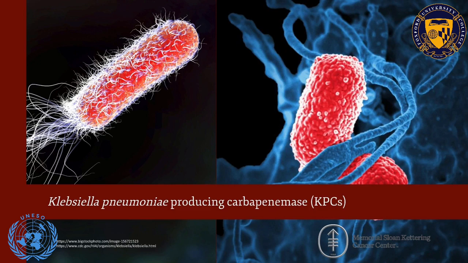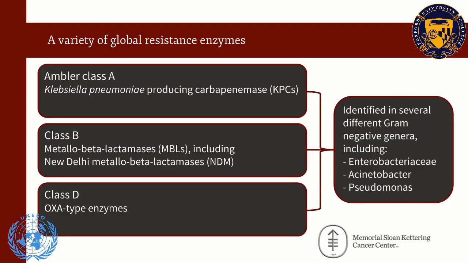Carbapenemases are no longer limited to Klebsiella, Pseudomonas, and Serratia, and in fact, most Enterobacteriaceae can acquire this resistance mechanism through plasmid-mediated acquisition of the enzyme. KPCs constitute one example of the Ambler class A enzymes. Many other carbapenemases belong to class B, which includes the metallo-beta-lactamases, abbreviated MBLs, while Ambler class D contains OXA-type enzymes.